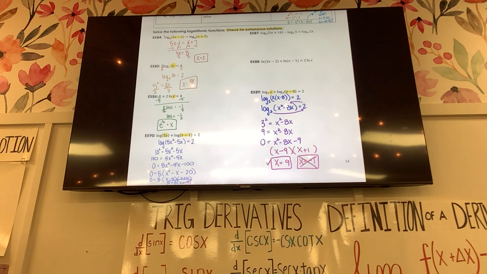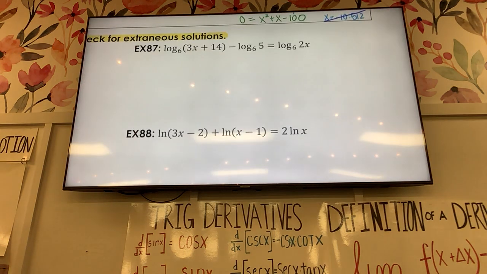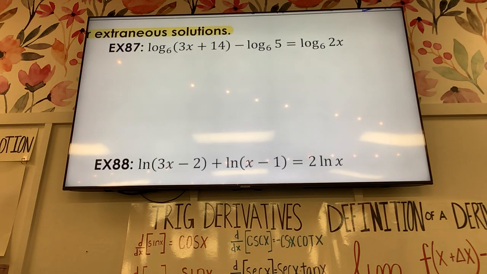I guess, no, I do need to do both of them. All right, sorry. I'll do them quick though. All right, 87, when you squish this together, what do you do with the 3x plus 14 and the 5? Multiply. Oh, divide because of the minus sign. Never mind. So that's why I wanted to do this one, because this guy here is being divided. Now what happens with the log 6? They cancel out.